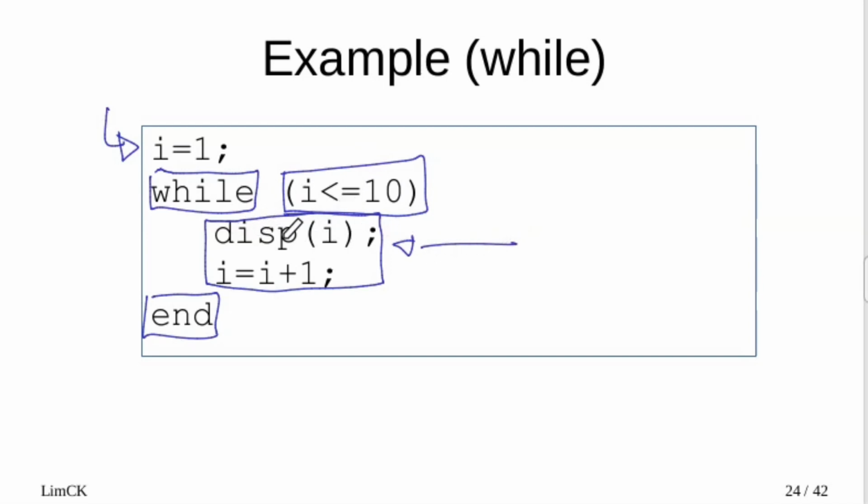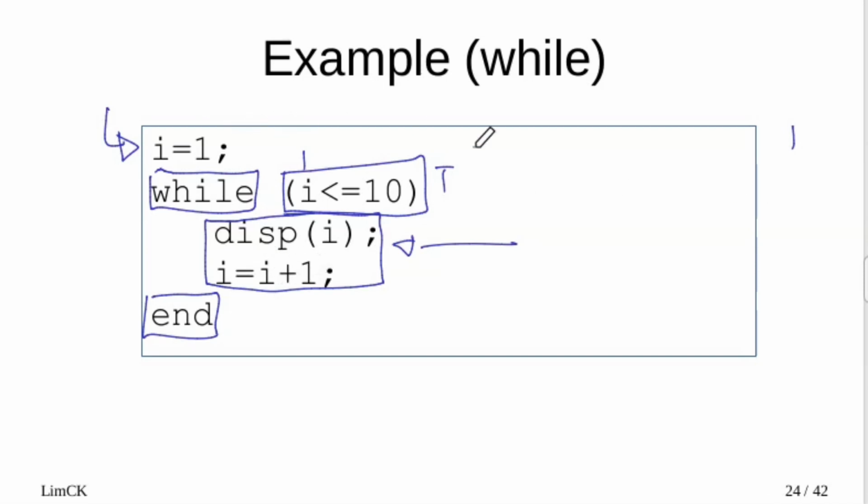In the body, you display the I, the number, and then you increase the I by 1. So this is what you will do. Here you see, we start with I equal to 1. At the beginning, 1 is less than or equal to 10. This is true, so you display I. You display 1, this output, and then you increase the 1 to 2.